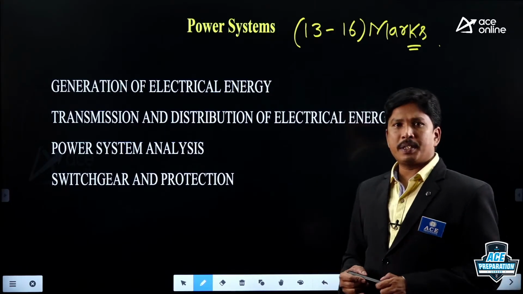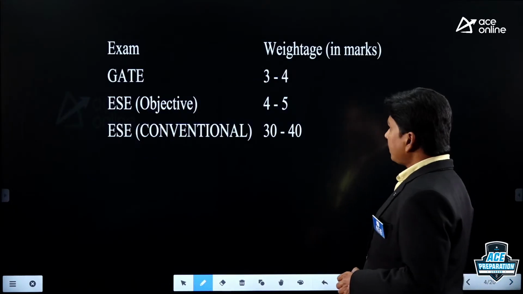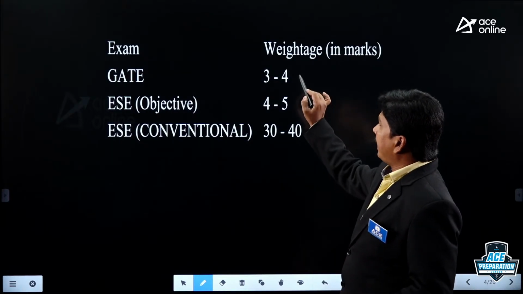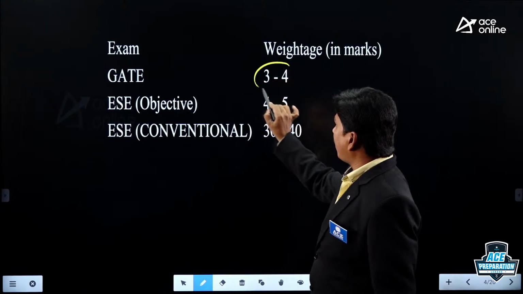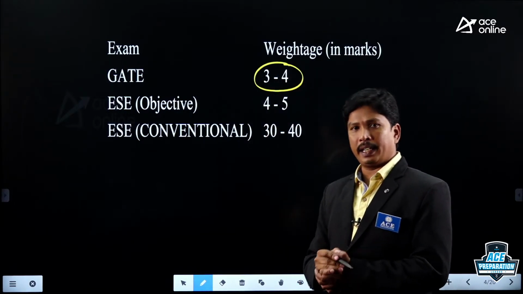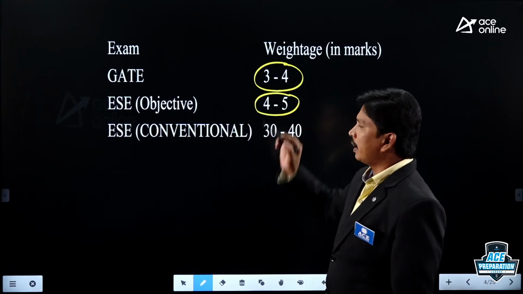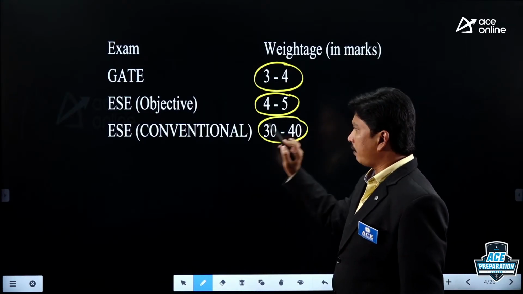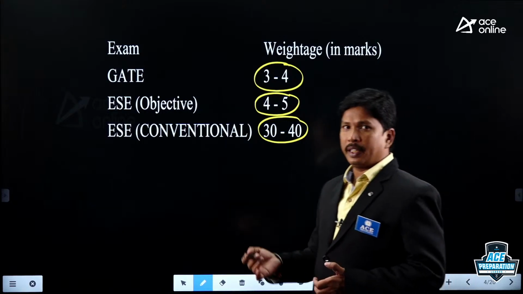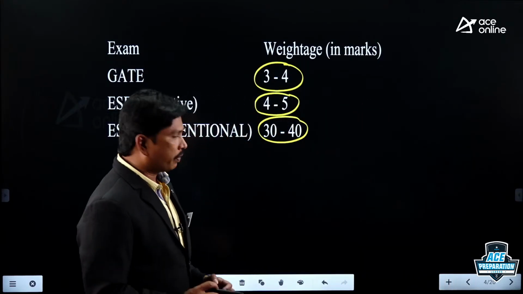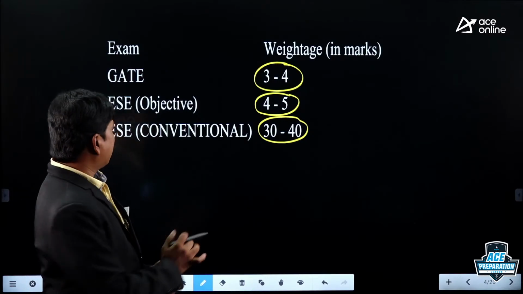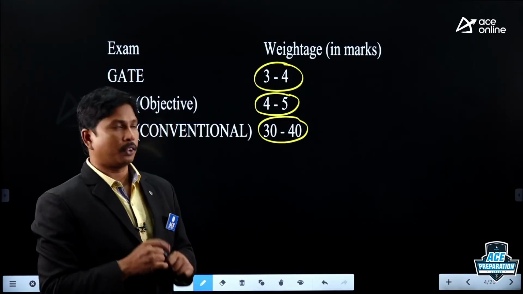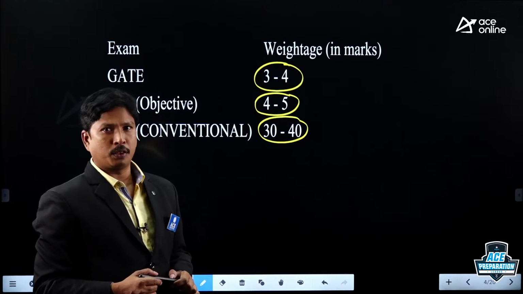Now coming to transmission and distribution, see here students, this is the weightage of transmission and distribution. We get approximately 3 to 4 marks every year in GATE, and 4 to 5 marks every year in the engineering services examination. And this is the weightage in the conventional exam, ESE. For those who have qualified in the objective exam, this is the weightage for only transmission and distribution. In GATE we get a minimum of 3 to 4 marks, and in engineering services we get 4 to 5 marks.